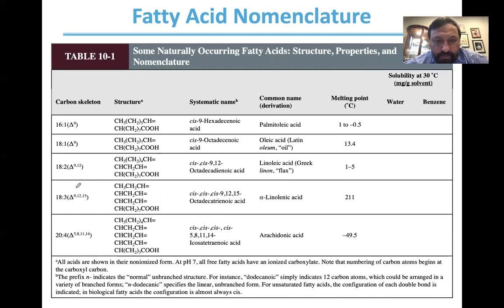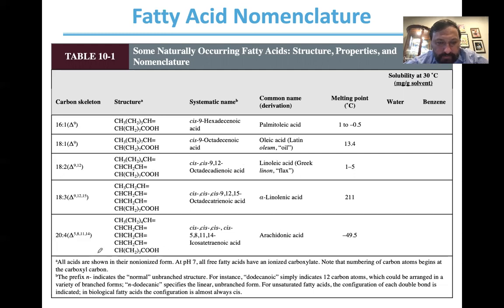Now these are some examples of unsaturated fatty acids. For example, 16 carbons, one double bond, delta 9. This will be cis-9 hexadecenoic acid, and palmitoleic acid is the common name. And increase by 2 carbons. Now this is octadecenoic acid compared with hexadecenoic acid. Octadecadienoic acid, a diene, because there are 2 double bonds, is also known as linoleic acid.